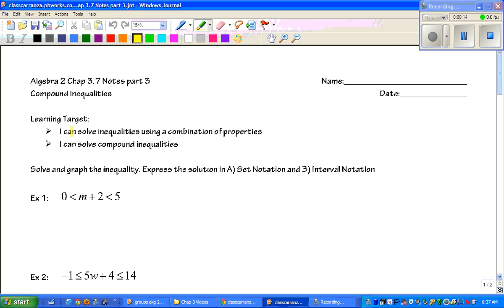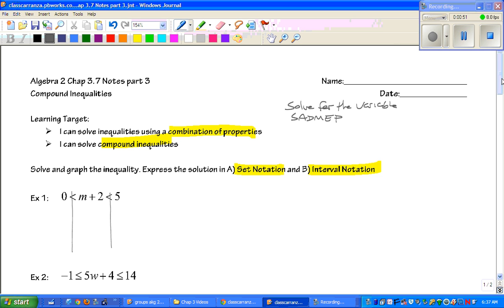Our learning target today is that you can solve inequalities using a combination of properties and solve compound inequalities. The directions say to solve and graph the inequality, express the solution set in set notation and interval notation. Quick reminder that when we see these, we're going to draw the line down the middle, and then we are going to solve for the variable. We do that using SADMAP.